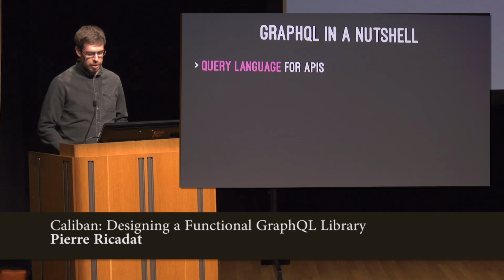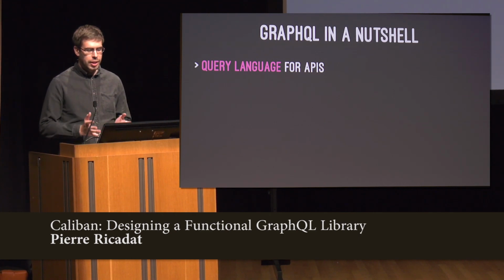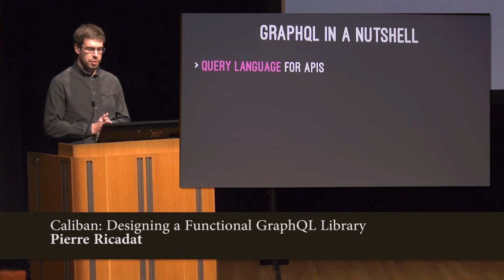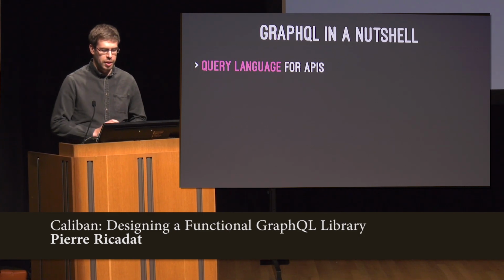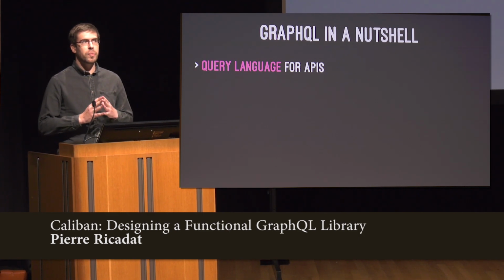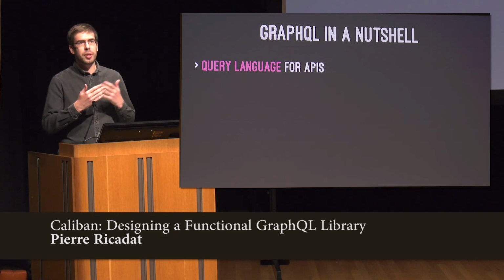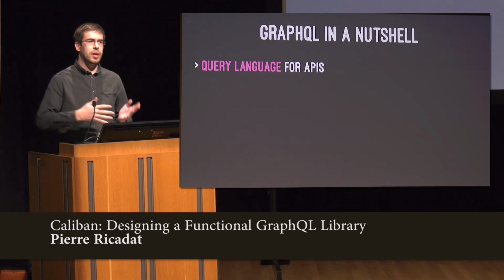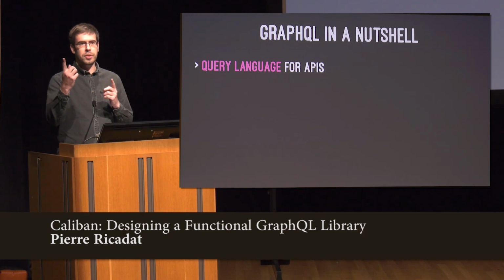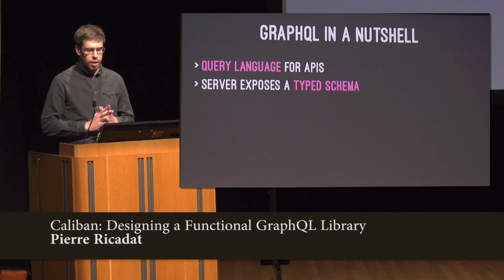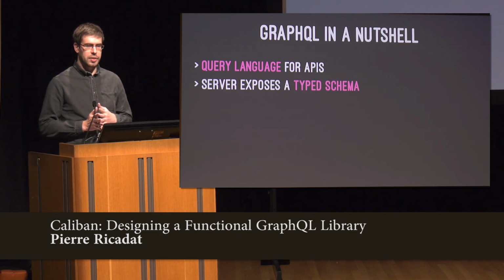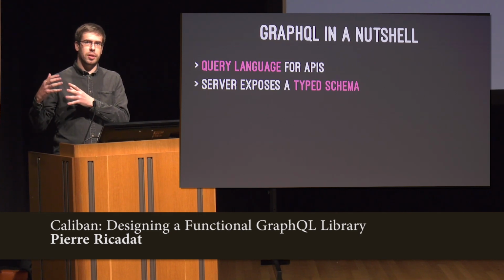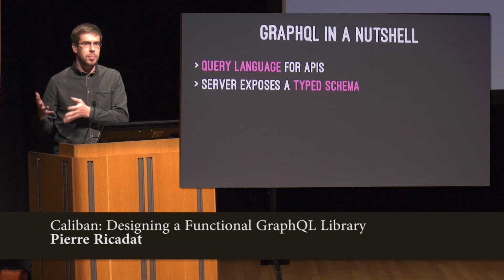So what is GraphQL? It's a query language for APIs created by Facebook, as John said. So it means that, just like REST, when you expose a GraphQL API, you can use whatever technology on the server side and the client side. This is only about the way that the client and the server are going to communicate. What is different from REST is that with GraphQL, the server exposes a type schema.